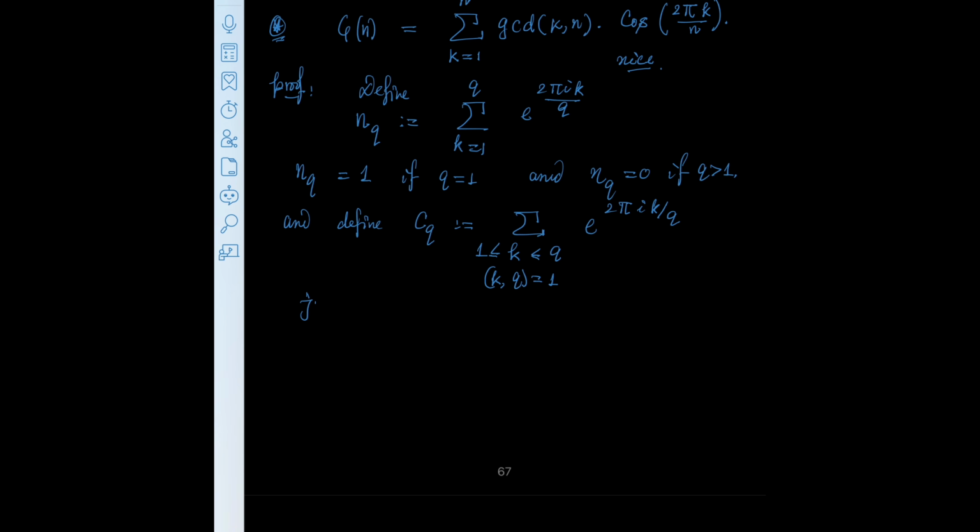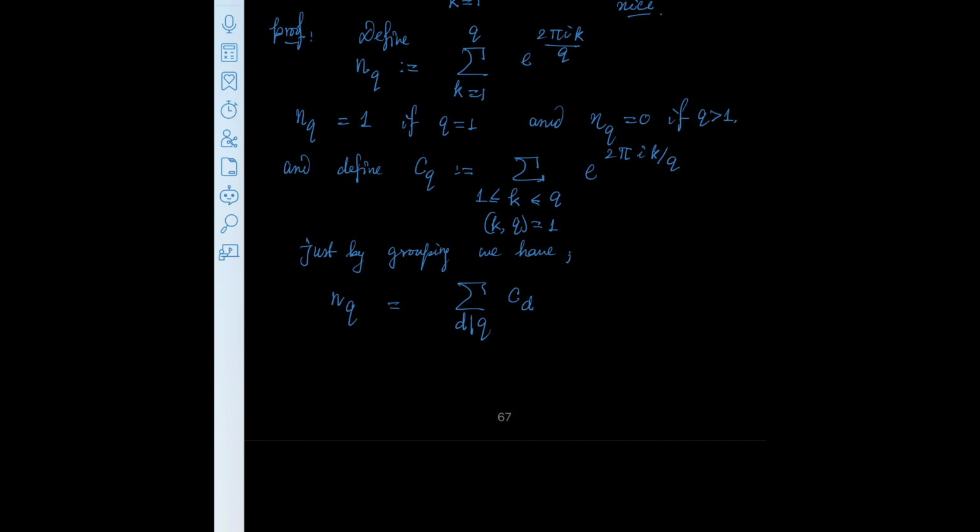So there is a relation between N q and C q. Just think about it. By grouping, we can write N q as the sum over d divides q of C of d, because in N q we are summing over all k's up to q, and in C q we are summing over all primitive k's, right?